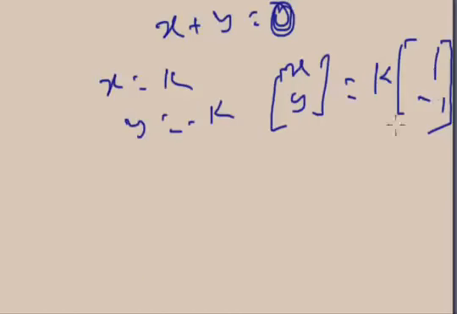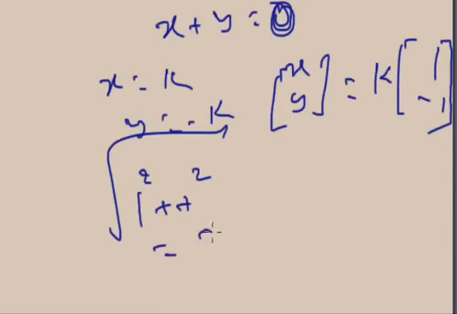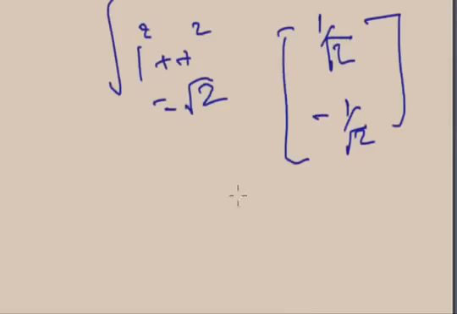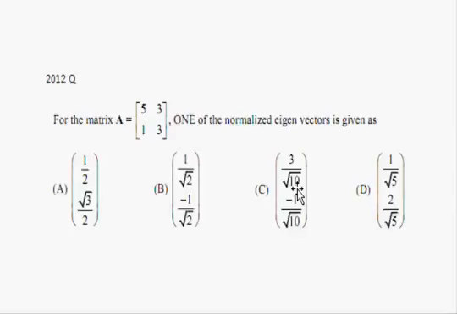Square root of 1 plus 1, that is 1 squared plus minus 1 squared, is equal to 2. So divide it by root 2. So 1 by root 2 and minus 1 by root 2 is the normalized form of the eigenvector. First, 1 by root 2 and minus 1 by root 2. So B is the correct answer.